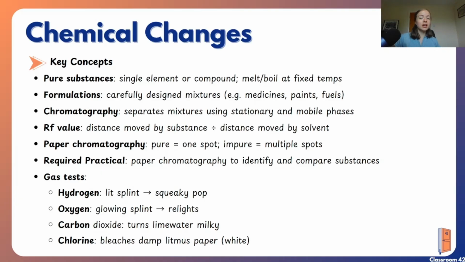So if it's hydrogen, you do the lit splint test and you'll get that squeaky pop. If it's oxygen, a glowing splint will relight, and carbon dioxide will turn lime water milky, and then finally chlorine will bleach damp litmus paper. So if you see any of those procedures in a question, you know immediately it's referring to that gas.